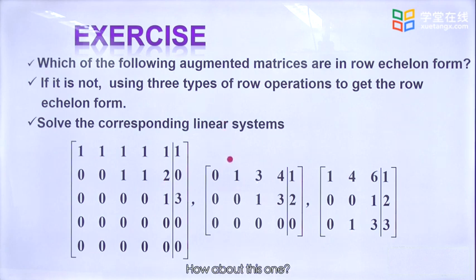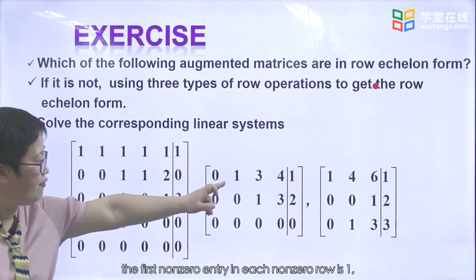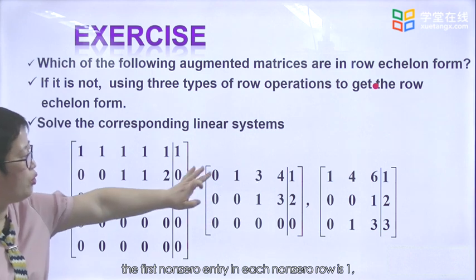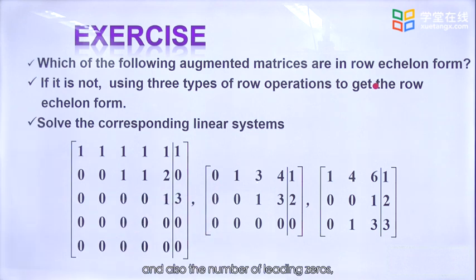How about this one? This one also is in row echelon form. Each non-zero row has 1 as its first non-zero entry, and the number of leading zeros is increasing along with the rows. And the zero row is at the bottom of this matrix, so it is also in row echelon form. And how about the third one?